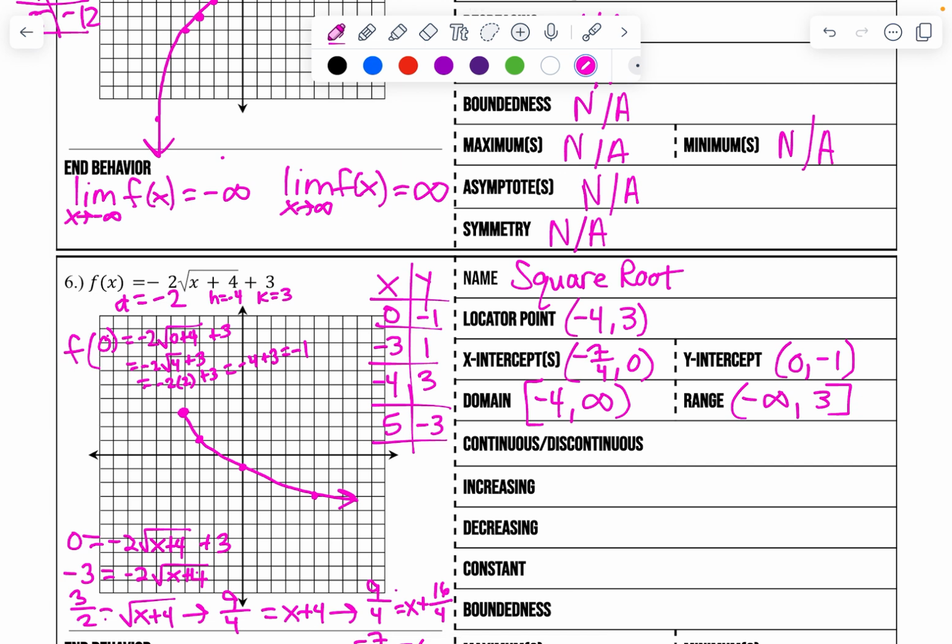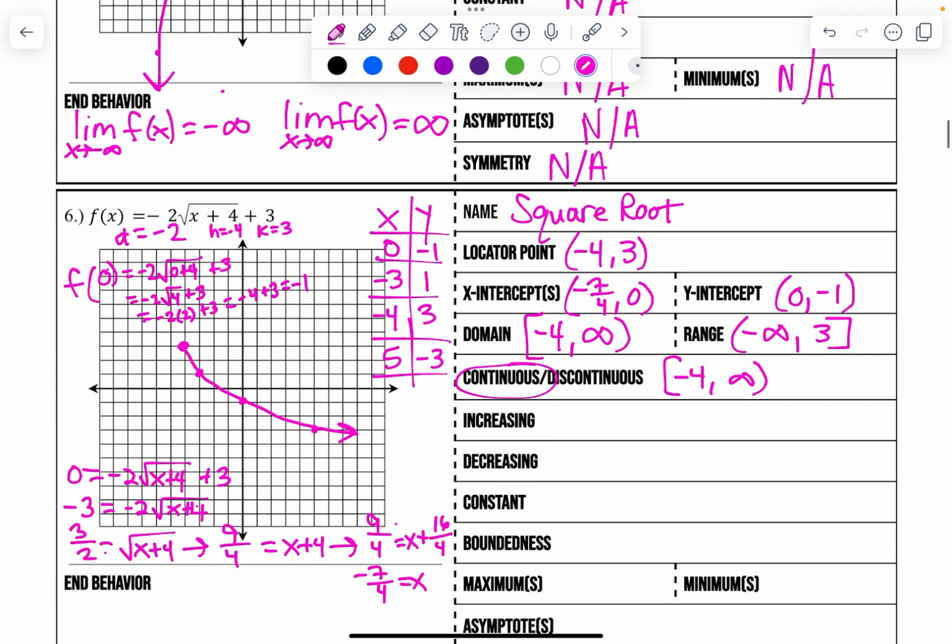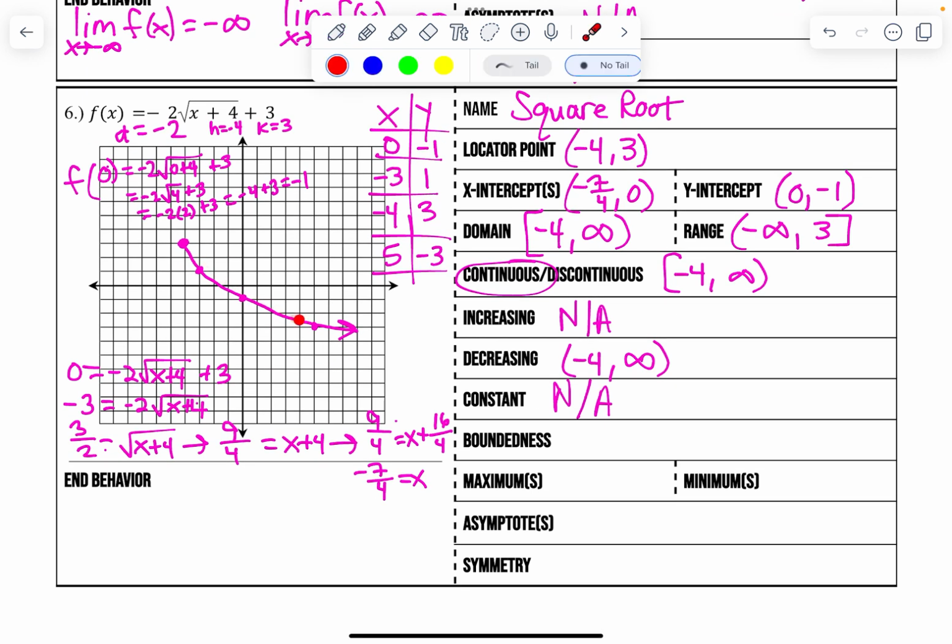This is continuous, but only from -4 to infinity, where it exists. This graph does not increase anywhere. If I read this from left to right, it's going down the entire time. It's not constant anywhere. I can't bound it below because this arrow, it's going to keep going down. So I can't bound it from the bottom, but I can bound it. I could draw this horizontal line here and it would never go above it. So it's bounded above by y equals 3.